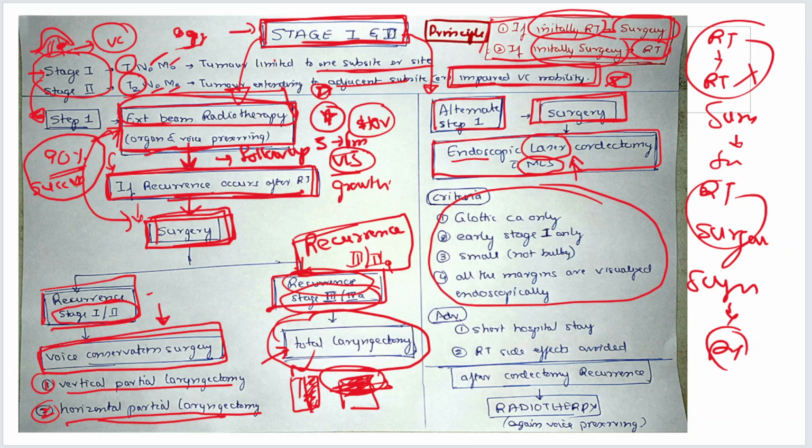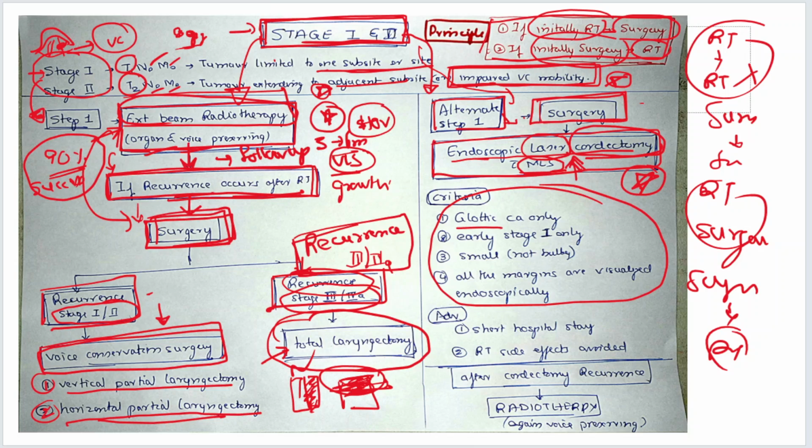It is not a cold knife instrument. You are using a laser and you are doing cordectomy. You are removing the involved vocal cord. So it's endoscopic laser cordectomy with MLS. This is the alternate step 1. That is surgery. If you advise surgery for this patient, in which patients can you go for this special surgery that you can do?